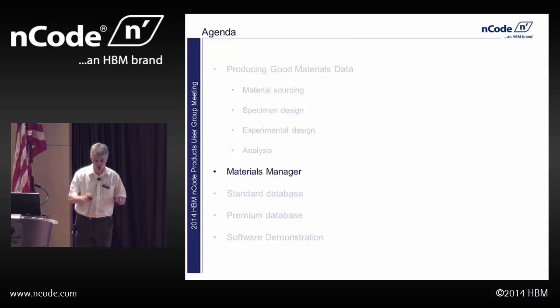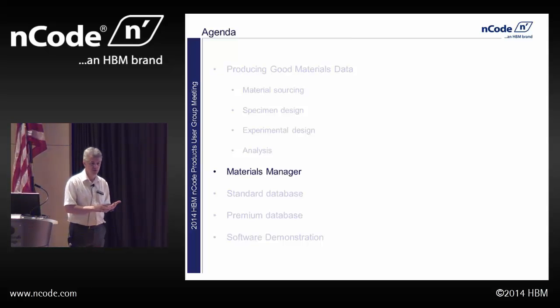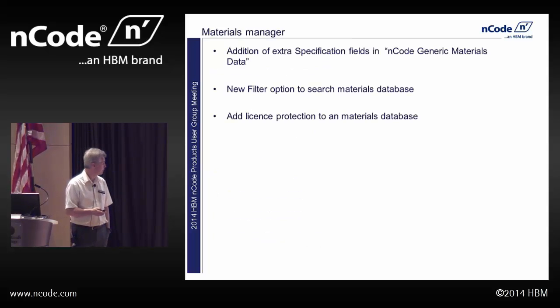Okay, so that's our basic procedure for generating good materials data. I just want to cover a couple of things that we've added in to version 10 to do with materials. So first of all, the materials manager. We've added some extra fields to all the base data sets. So there's about 11 new fields in terms of specification information. There's a new filter option, and we've also added the ability to license protect the database.